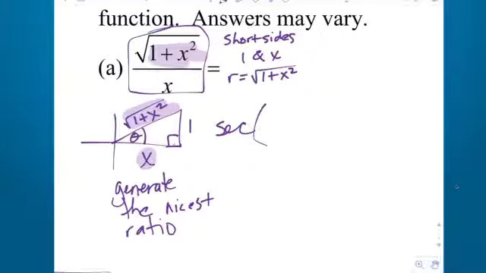Tangent? Tangent would be 1 over x. That's not bad. 1 over x is not bad. Anything that doesn't involve the radical is going to be nicer because the radical's big and ugly and cumbersome. Cotangent's the nicest ratio. Why? Because what's the cotangent ratio? X over 1, also known as plain old x. So when you can get plain old x, you're going to try and achieve plain old x.